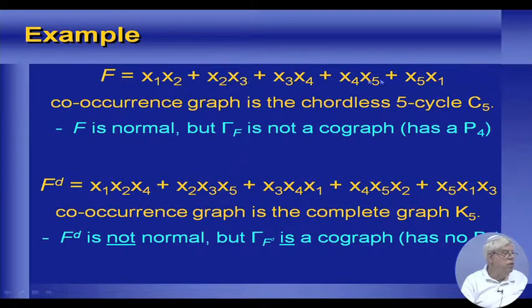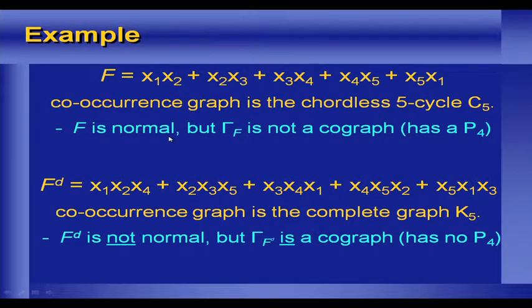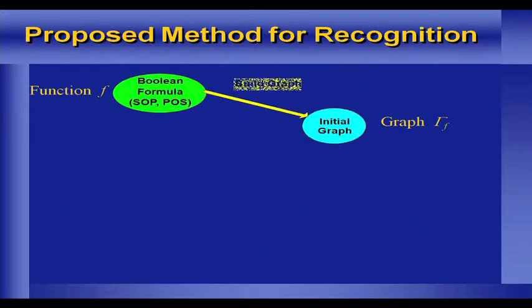Here's a function whose co-occurrence graph you can easily see is the chordless 5 cycle. It is normal, but its graph is not a co-graph. C5 has a P4, but this is normal. On the other hand, its dual happens to be this function, and its co-occurrence graph is the complete graph on 5 vertices. It is not normal, but its graph is a co-graph.